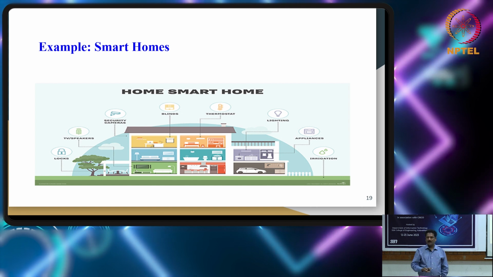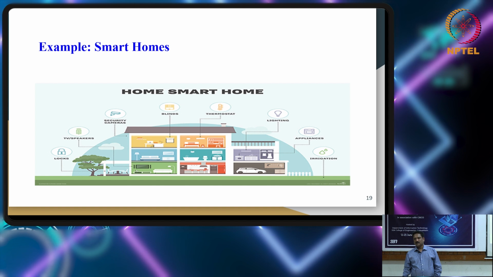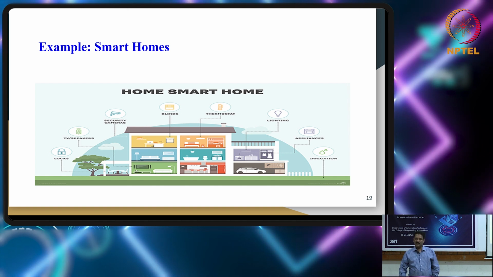Next one is some real example. Smart home is a real example. If you go abroad, to somewhere like the US, everything now has become smart homes, smart cities. So we are trying to adapt from them.